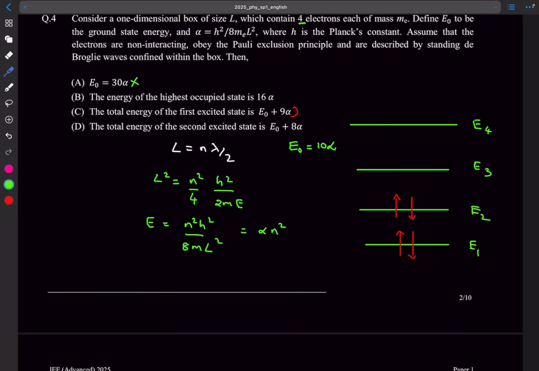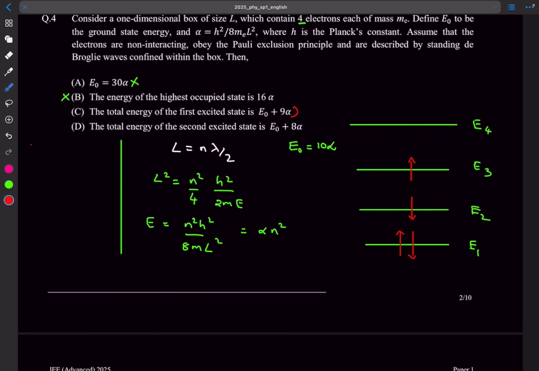And in option B, the energy of the highest occupied state is 16 alpha. That is not true, right? The highest occupied state is E2, which has an energy of 4 alpha. So this would be just wrong. And the total energy of the first excited state: for the excited state, we just need to see which transition takes the least amount of energy. Of course, it's easier for an electron from the second state to jump to the third state. So if we do that, this will be the first excited state diagram.